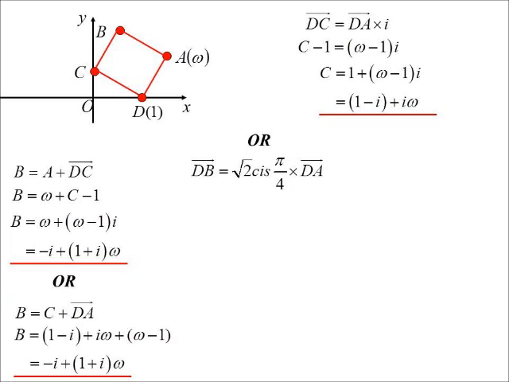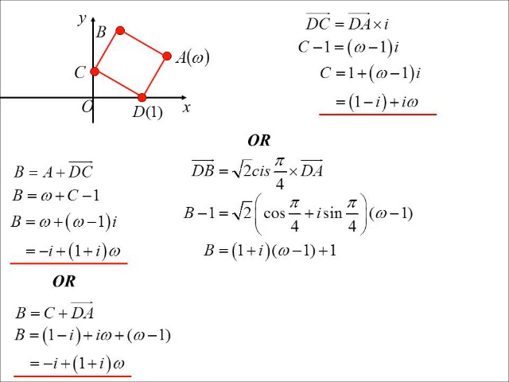And if you go back to your basic 45-degree triangle, we know the sides are in the ratio 1, 1, root 2. So the diagonal will always be root 2 times the length of the side. And so I know the length of my vector will be multiplied by root 2. Let's see what happens. Root 2 cis pi on 4 times dA, which is omega minus 1. Well, cos pi on 4 is 1 on root 2, so is sine pi on 4. The root 2s then cancel, leaving me with just 1 plus i.